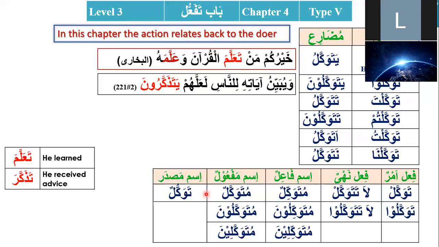Ta'allama, he learned. Quran, al-Quran, the Quran. Wa allama, he taught. Who then? Who, it or him? Him. Okay, now you can combine the translation, please. Best among you, best among you all.